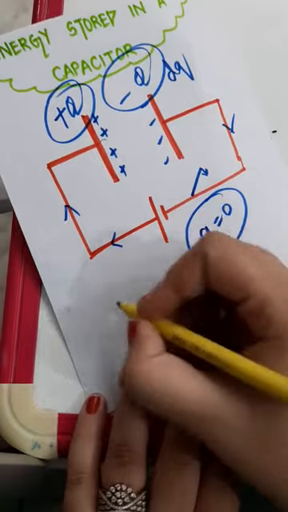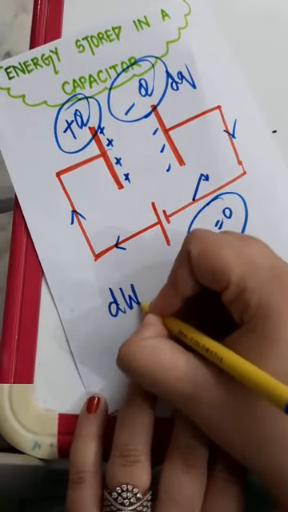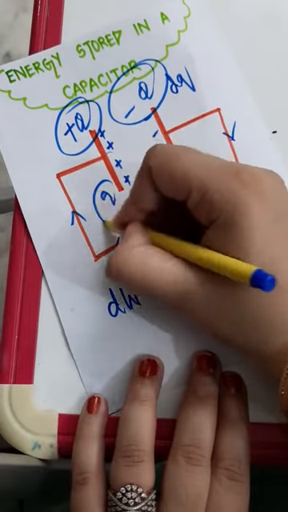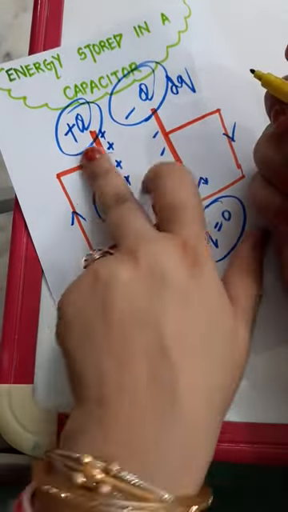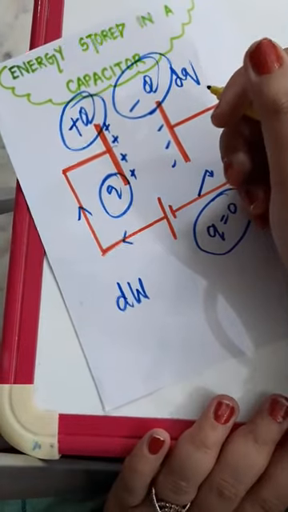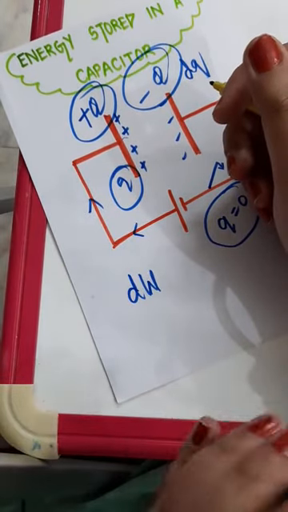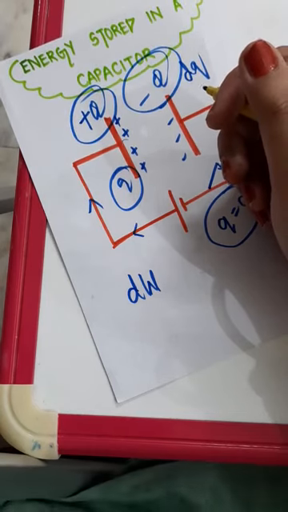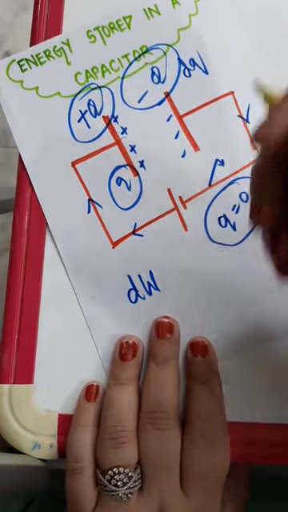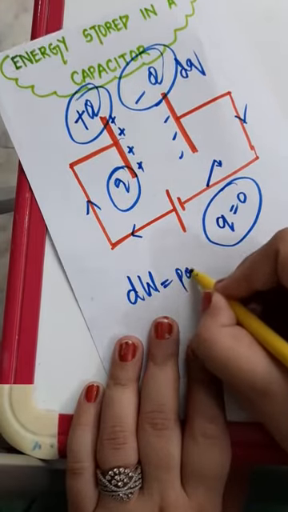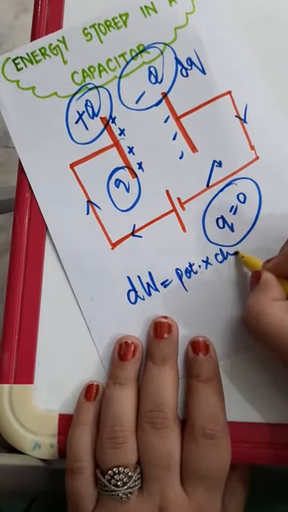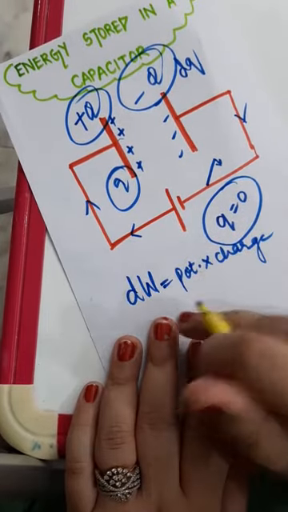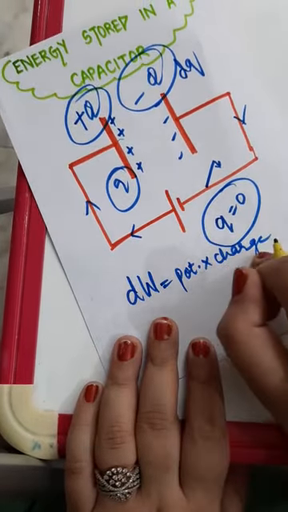So for that I will be calculating a small amount of work done, and in that intermediate state suppose the charge stored over this plate is small q, because capital Q is the maximum value of the charge, that is, the maximum the plate can hold. Okay, so dW, the small amount of work done, will be equal to potential multiplied by charge, because we know that potential is equal to work done upon charge.